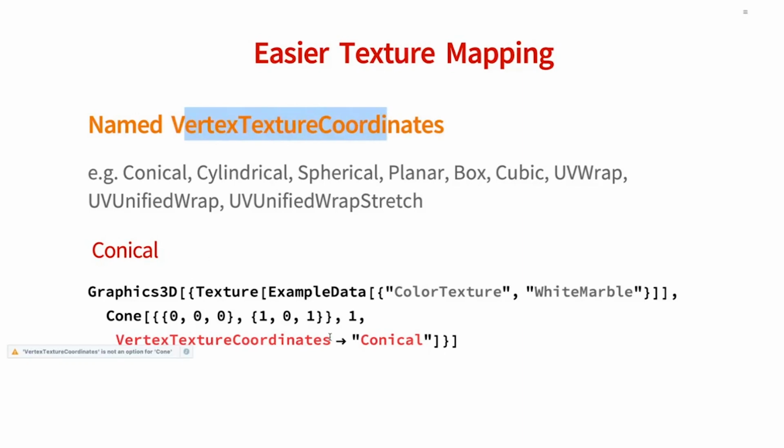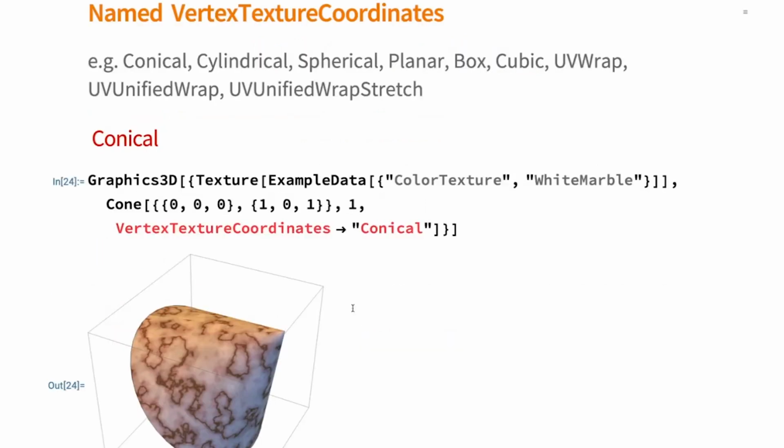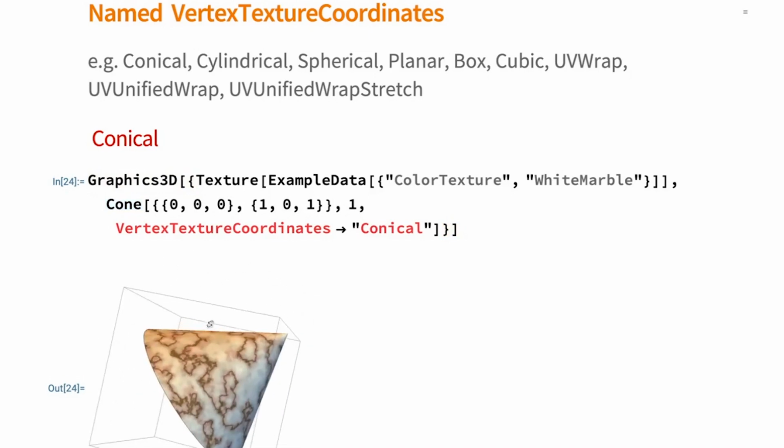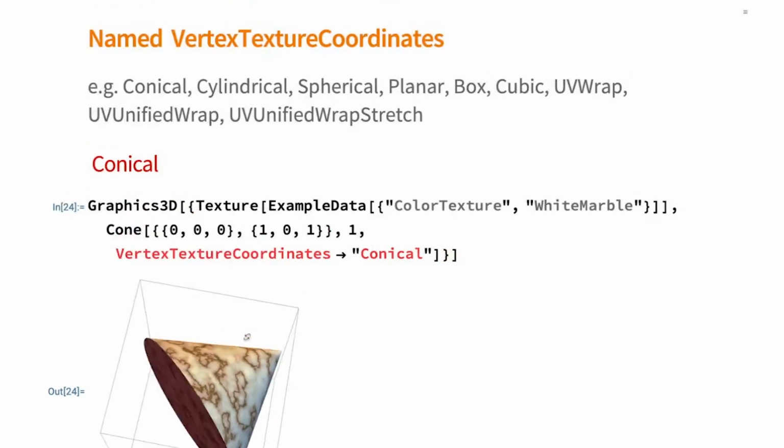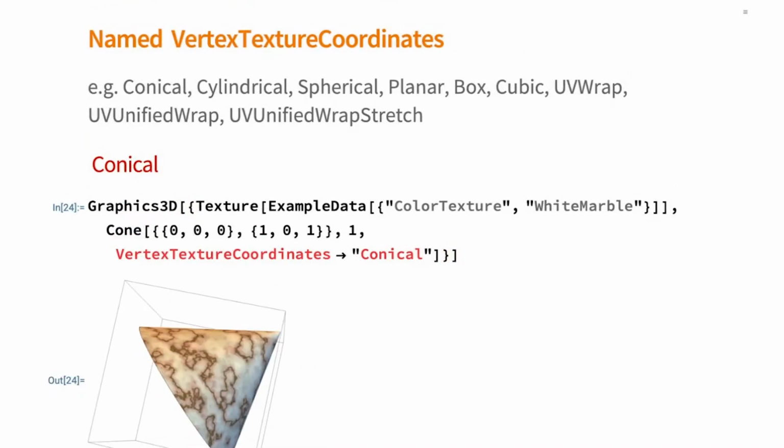Typically when you've got vertex texture coordinates, you'll specify a set of numeric coordinates, or you'll specify a function. And now you can very simply just say, for instance, for a cone, I'd like to map my texture across the cone using a conical mapping. And you get this nice uniformly distributed mapping of the texture across the cone.